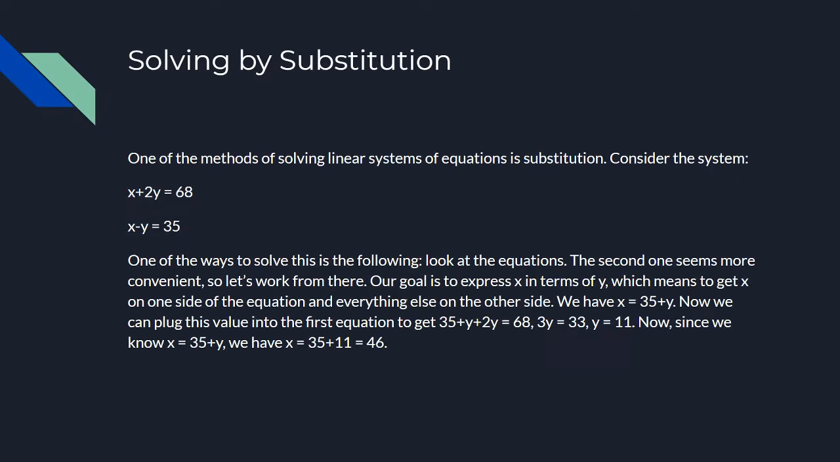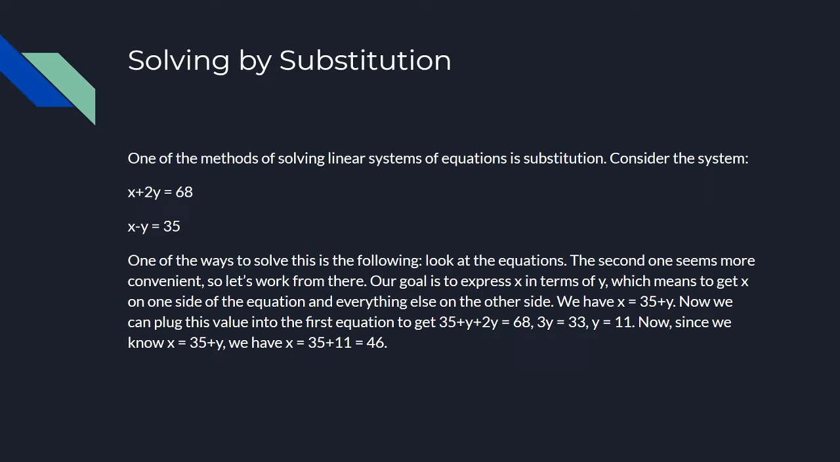So one of the methods of solving linear systems is by substitution. So consider the following system. x plus 2y equals 68 and x minus y is 35. Substitution is basically expressing one variable in terms of the other. So let's say we express x in terms of y, which basically means to get x on one side of the equation and everything else on the other side.